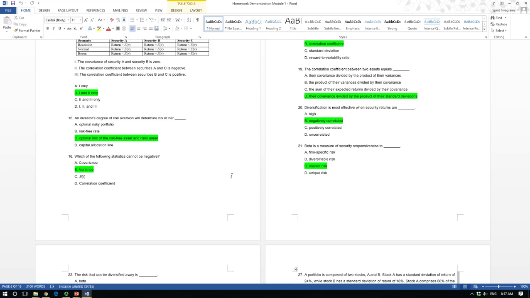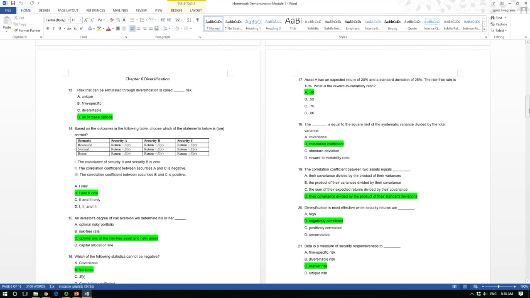Number 16. Which of the following statistics cannot be negative? Covariance, variance, expected rate of return, correlation coefficient, and the only thing that cannot be negative is variance. How do we calculate the variance? Well, we take the square of all the differences. Those differences can be positive or negative, but once you take the square of everything and put them together, the value of variance must be positive. So B is correct. Variance cannot be negative.